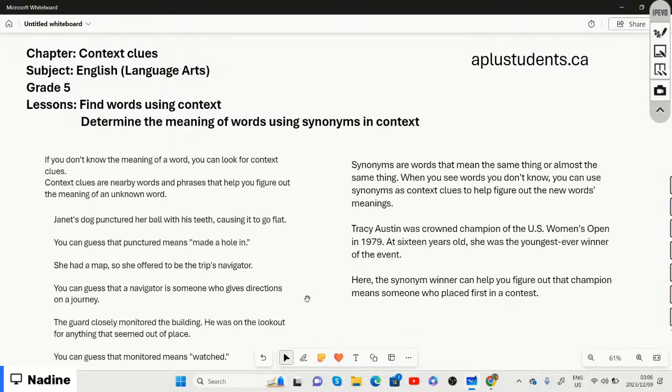All right, so when it comes to context clues, if you don't know the meaning of a word, you can always look for context clues. It's like looking for context or certain things within your sentence that will give you an idea as to what you think the meaning is of that specific word. Context clues are nearby words and phrases that help you to figure out the meaning of an unknown word.